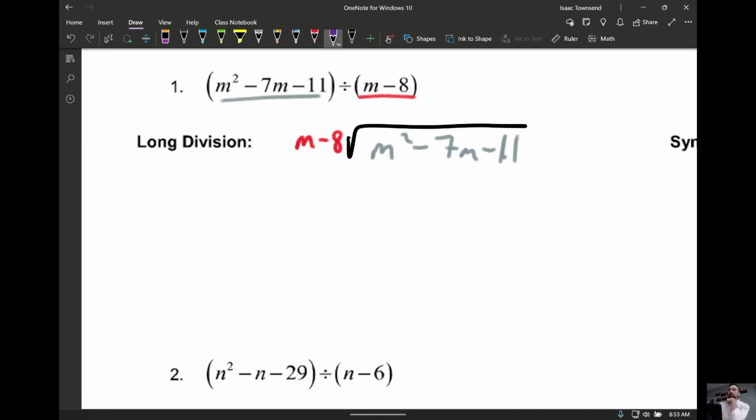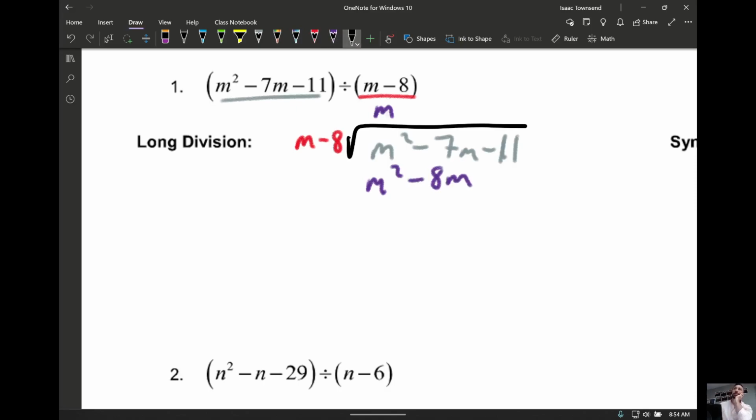So this thing up here is going to be called the quotient, and the quotient is going to be the first part of our answer. The first part of it needs to be the thing that you multiply by this to get this. So I'm going to pick out m, because m times m gives you m squared. Now you really don't multiply it just by m, you multiply it by the whole thing. So it also gets multiplied by -8.